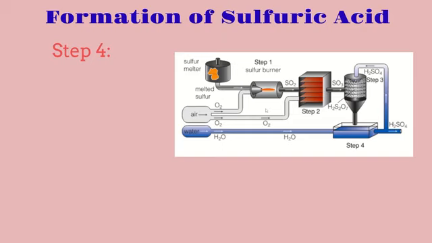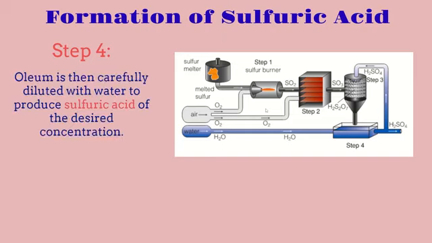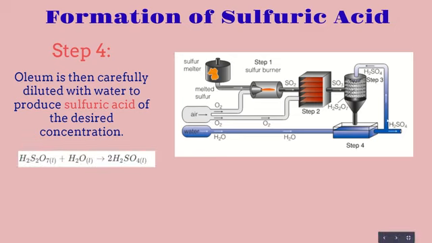And for step number 4, here is the formation of sulfuric acid. So oleum is then carefully diluted with water to produce sulfuric acid at a desired concentration. So here we can see once the sulfuric acid and also sulfur trioxide react, and after we get oleum, this oleum gets diluted into this water and mixed with the water, and then that's how we can actually get sulfuric acid. So the formula for this is basically oleum plus water is equal to sulfuric acid.